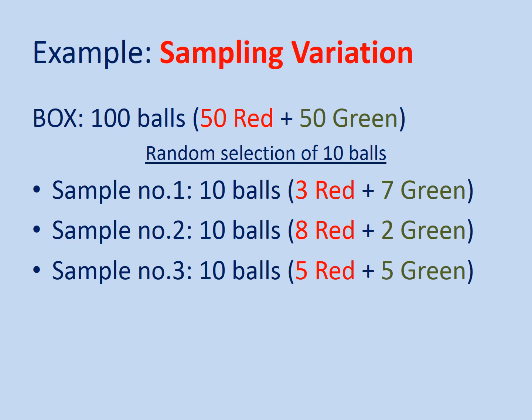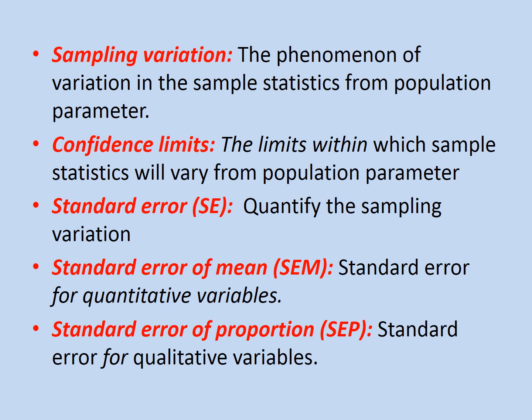After that you put those balls back into the box and take the second sample. Again you will draw 10 balls. That 10 balls composition is 8 red and 2 green. And the third sample, when you replace the balls, those 10 balls consist of 5 red and 5 green. So each time you take out 10 balls with a different composition of red and green balls from the box. So this type of variation is called a sampling variation. So hopefully you have understood the concept of sampling variation.